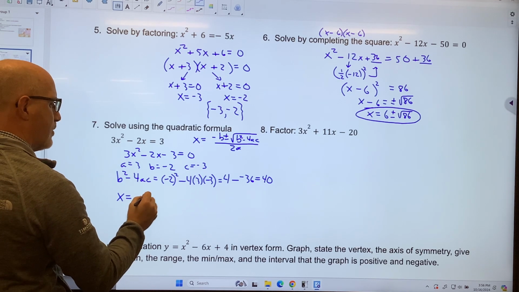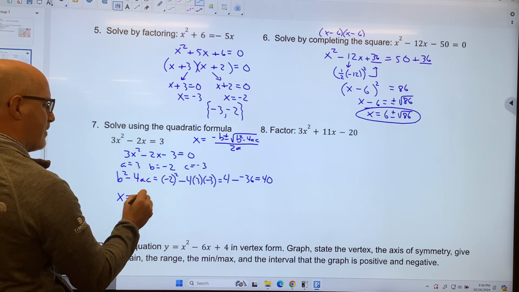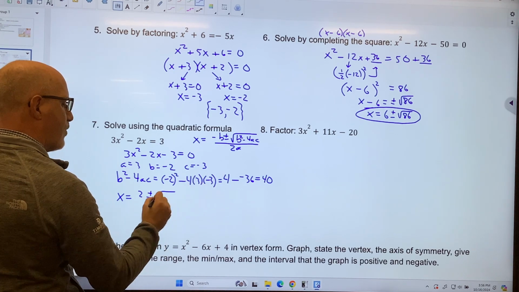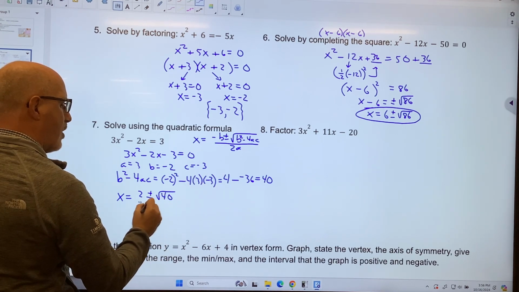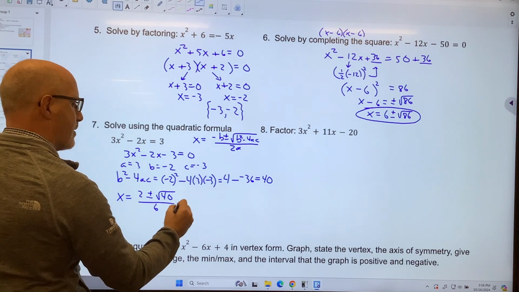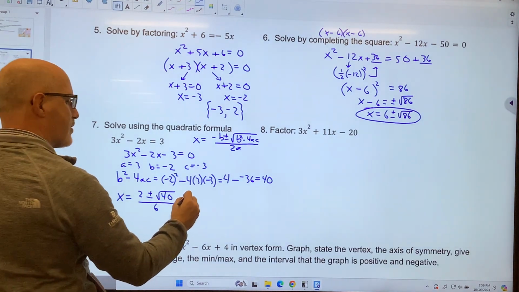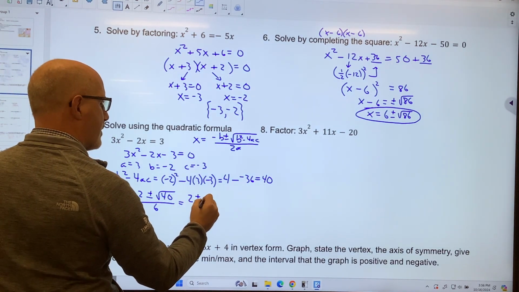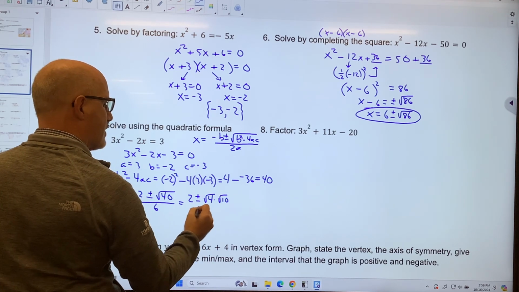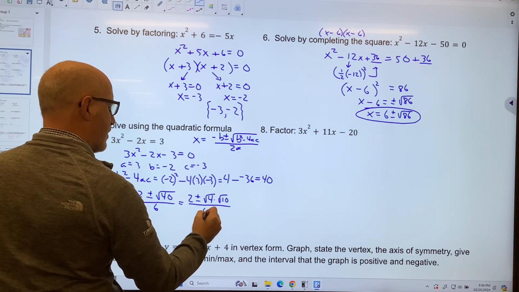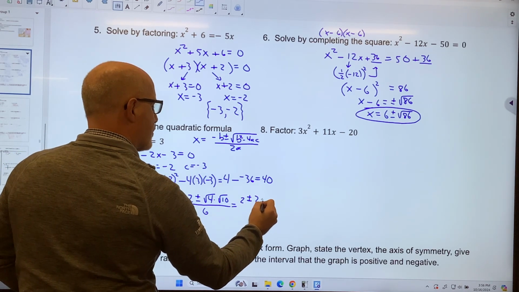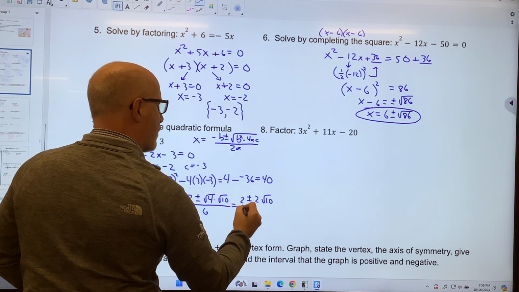So x equals the opposite of b, so opposite of -2 is 2, plus or minus the square root of this 40, all over 2 times a, so 2 times 3 is 6. Now we look for a perfect square in 40, and 4 goes into it, so we make it 4 times 10, and that's over 6. So we get 2 plus or minus 2 square roots of 10 over 6.